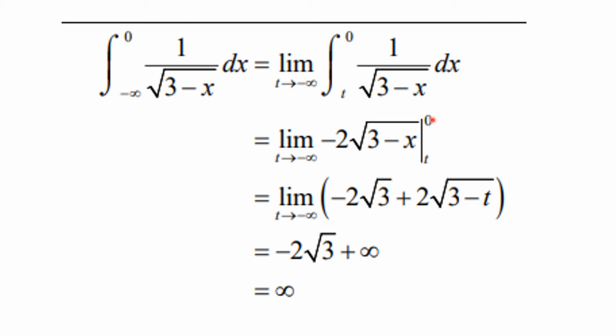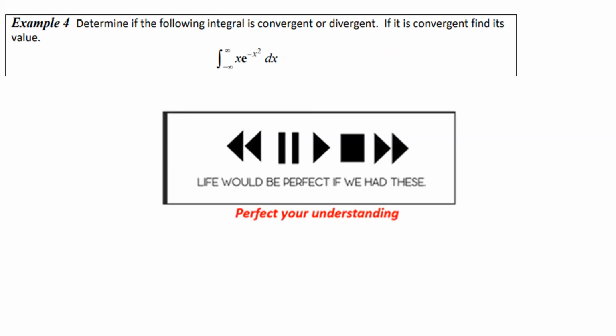And so when we evaluate it at 0, of course, we'll get minus 2, the square root of 3. And then there's a minus sign. When we evaluate it at t, we put t in and we'll get this. But as t tends to minus infinity, you see this part blows up. So that is this, and so the answer is this one, diverges.